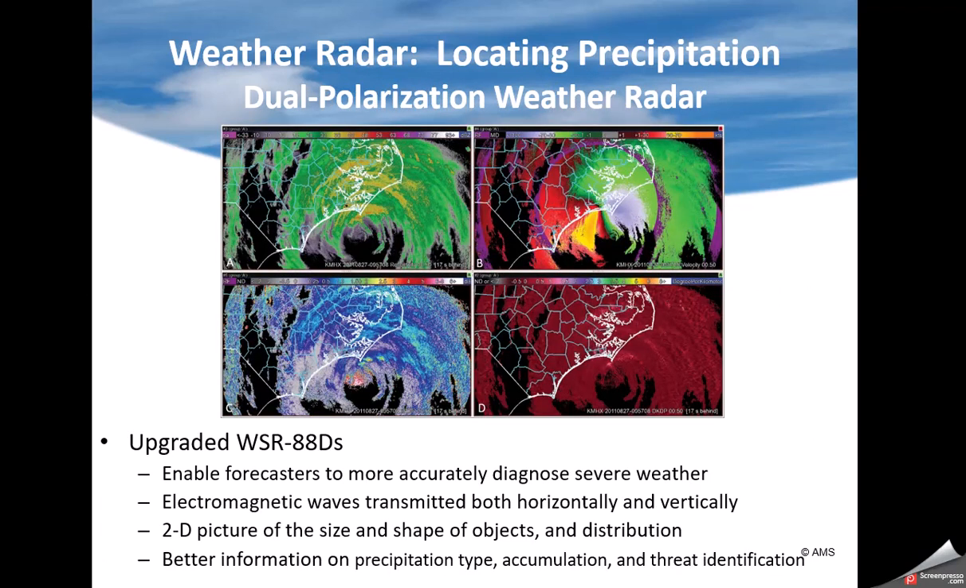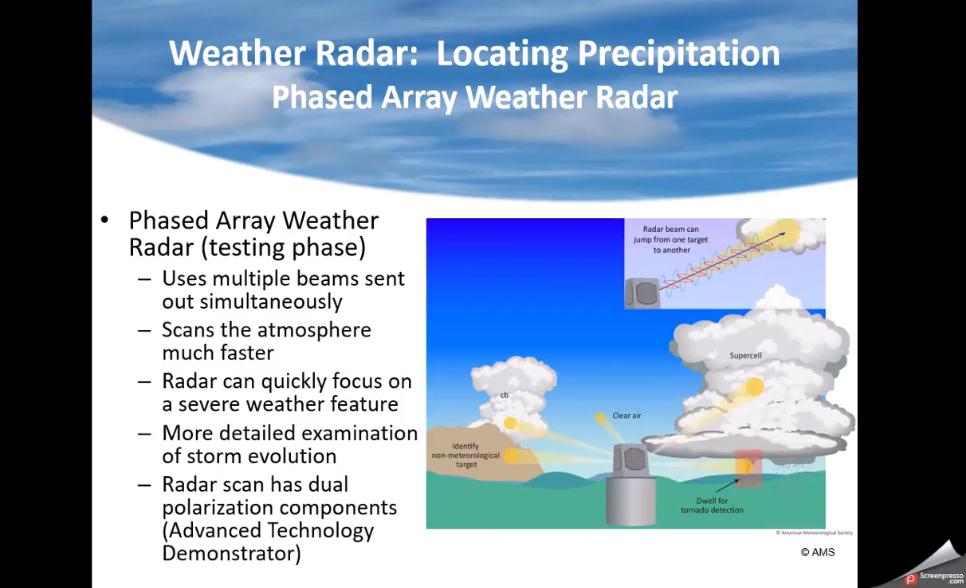Here, dual pole. It's an amazing process dual pole does for you because it really helps you pick out debris, for example. It can also give you a heavier rain. So it really influences how you look at the radar and what you can see now.